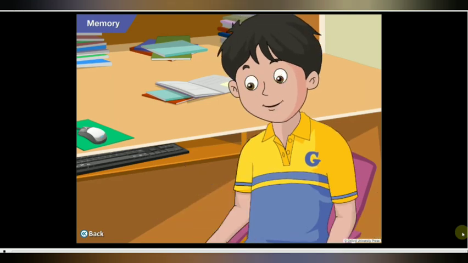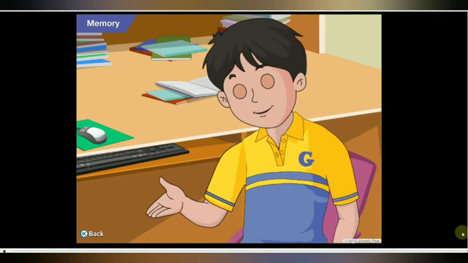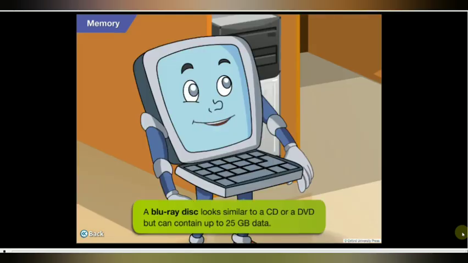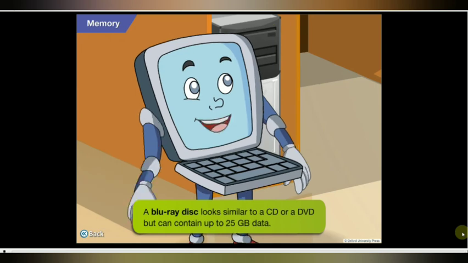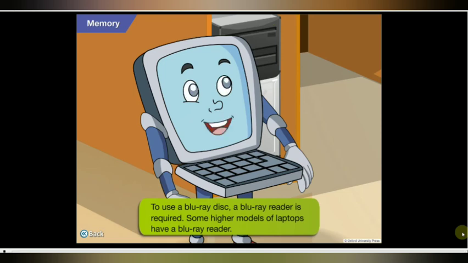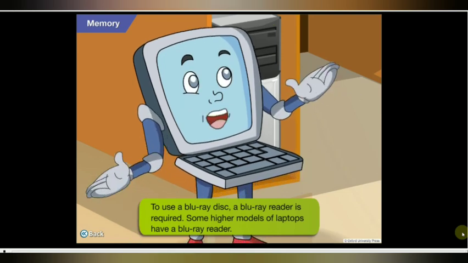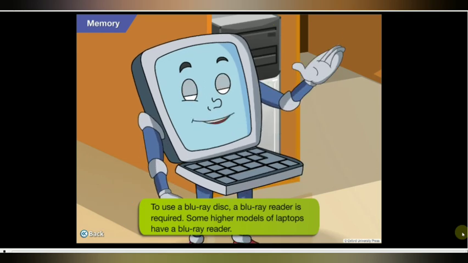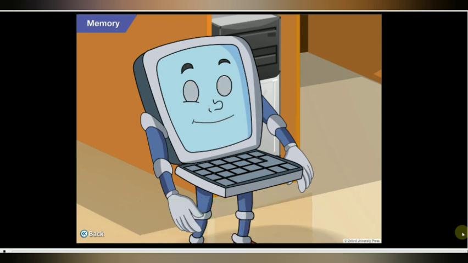You also mentioned the Blu-ray disc, Toggle. What kind of device is it? A Blu-ray disc looks similar to a CD or a DVD, but can contain up to 25 GB of data. To use a Blu-ray disc, a Blu-ray reader is required. Some higher models of laptops and devices such as PlayStation and Xbox have a Blu-ray reader.